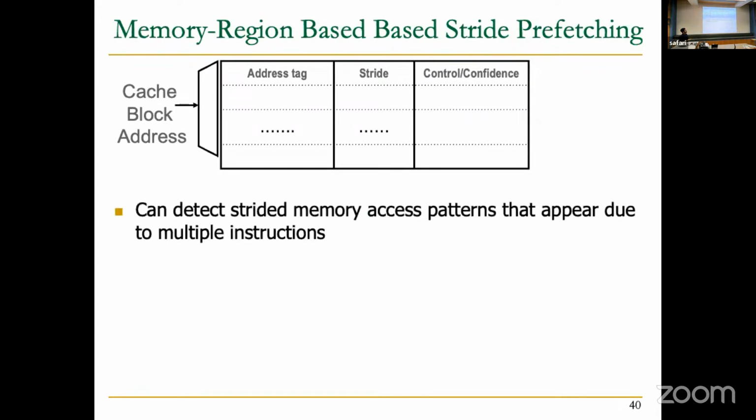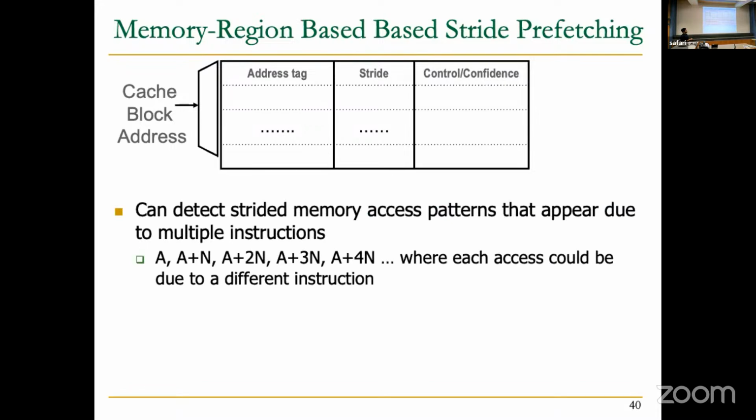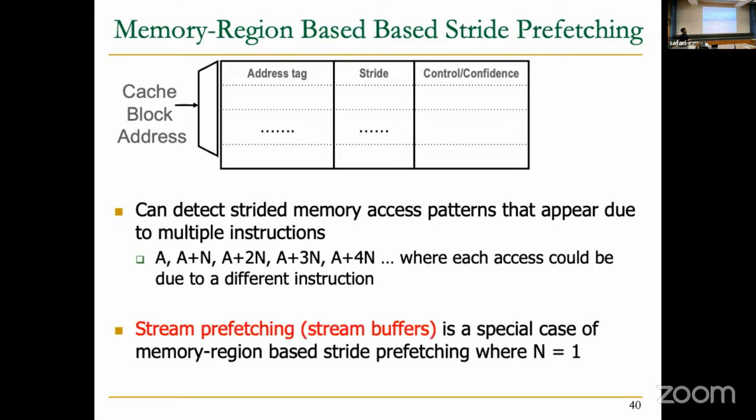It basically works on the same pattern, right? A plus n, a plus 2n. But instead of indexing this with the program counter, it indexes with the cache block address. So it essentially says that even if these accesses are coming from different instructions, it's still going to learn the stride, and it would simply walk accordingly.